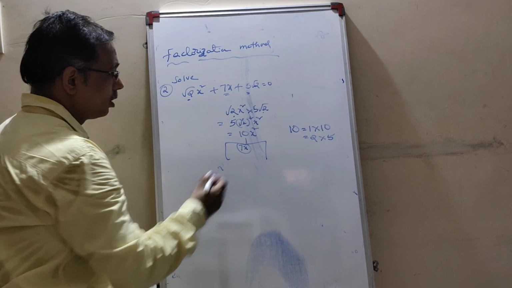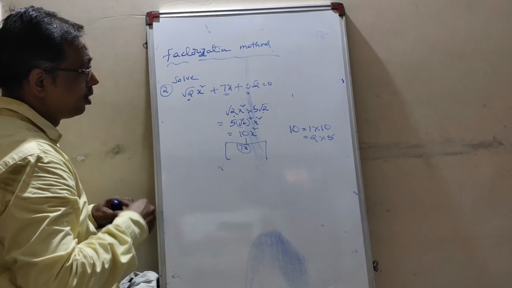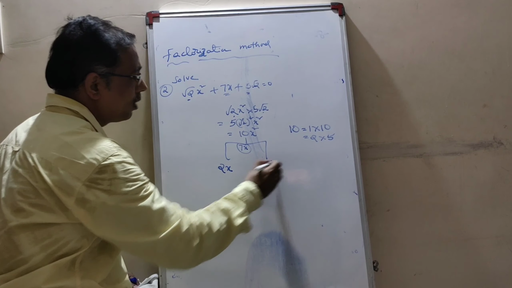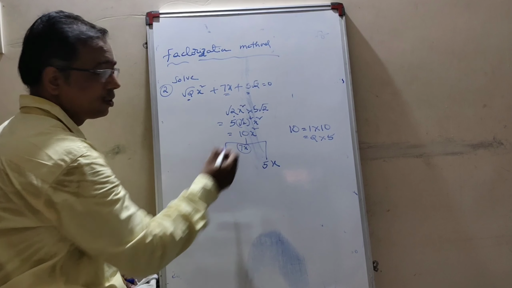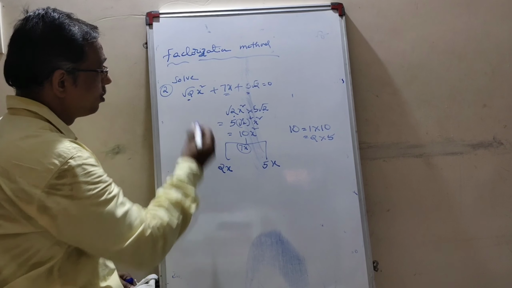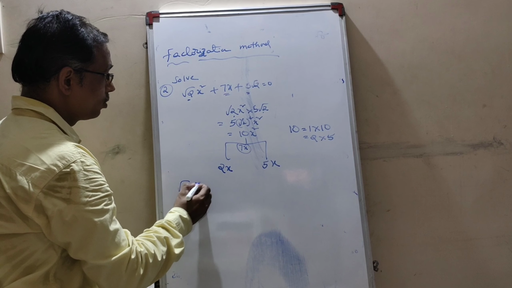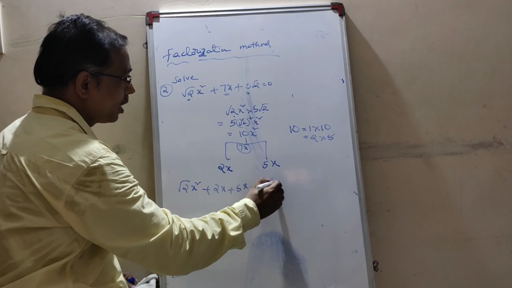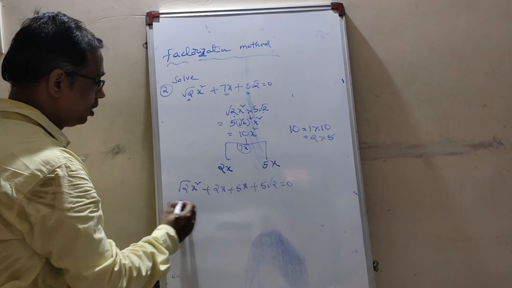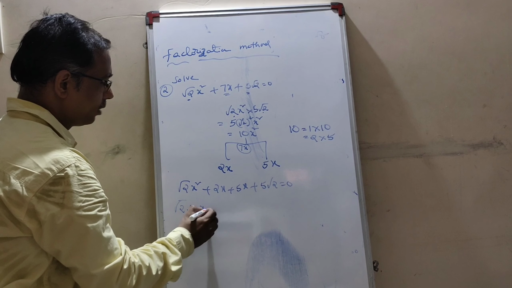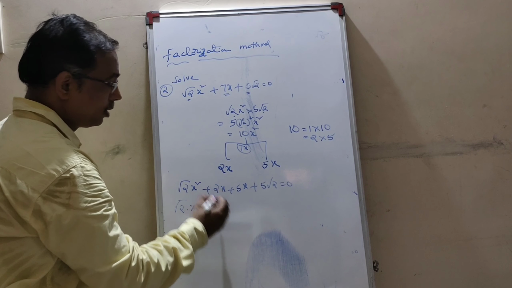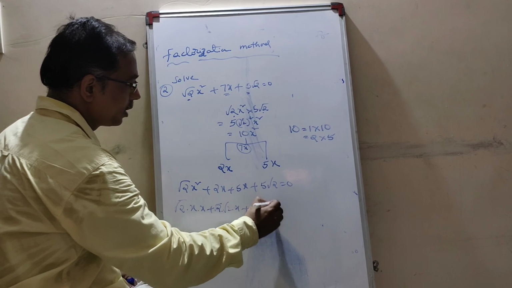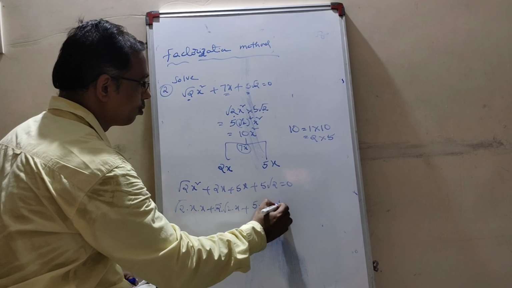So that's why here the 7x can be split into 2x and 5x. 2x into 5x is 10x square, and 2x plus 5x is 7x. So we can write it as root 2 x square plus 2x plus 5x plus 5 root 2 equal to 0. Then here we can write root 2 into x plus, this 2 can be written as root 2, into x, plus 5 into x plus 5 into root 2.